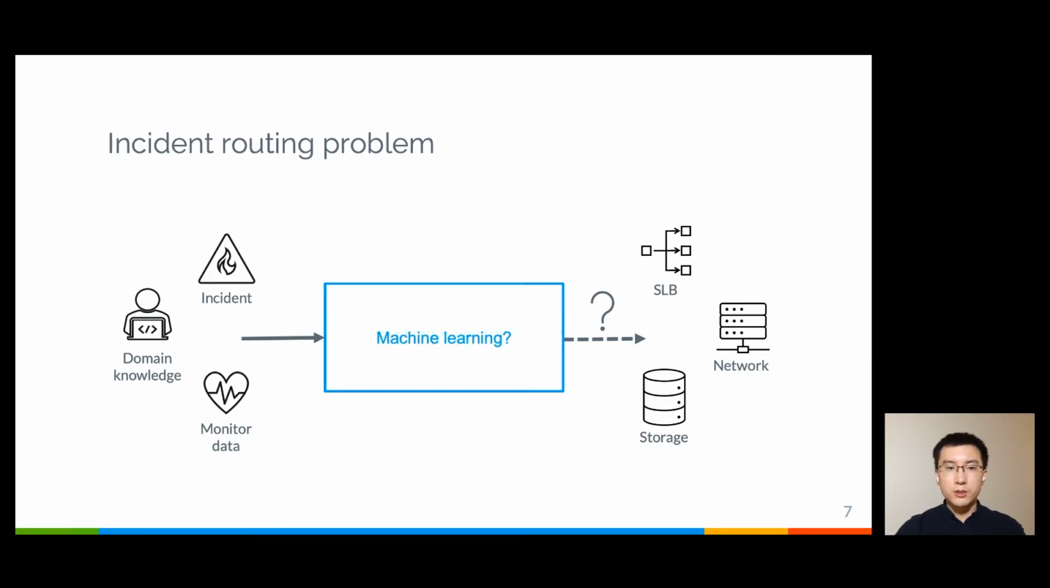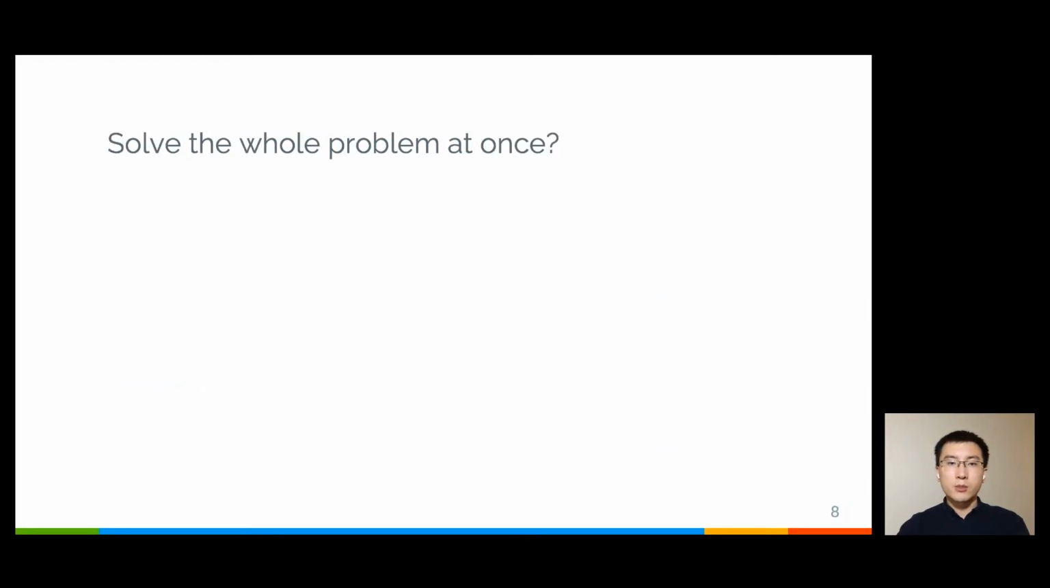Then another approach is machine learning. We can let a machine learning algorithm learn a pattern. There are many ways to build such a machine learning system. The simple solution would be to build a huge machine learning algorithm that solves the problem at once. But we quickly found out that it is really hard to build such a single monolithic incident routing system with high accuracy. There are 4 problems.